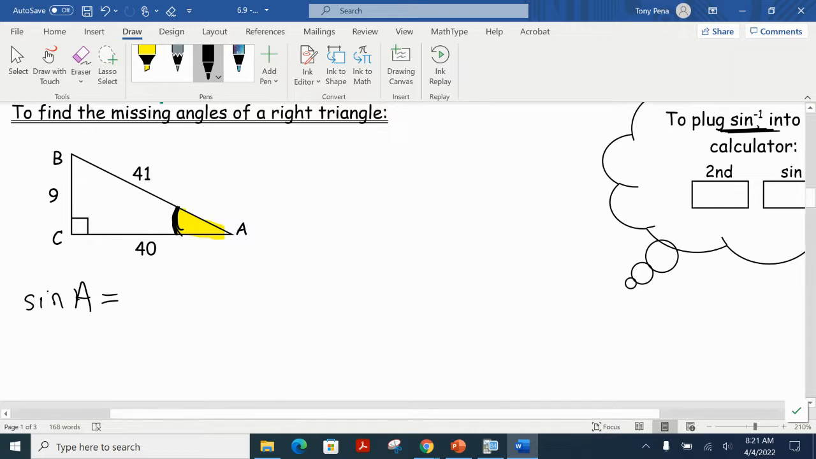All right, and Omar, what is the sine of this angle equal to? Over? Good. 9 over 41.